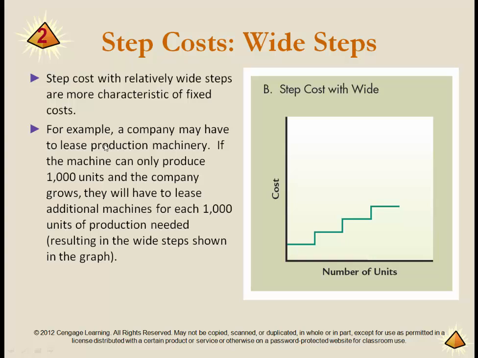Now, if you have wider steps, that might be where you're adding. Maybe you're an organization with only one 6-hour shift, and when you add a second shift, you add another supervisor. If you have a third shift, you add another supervisor, another 6-hour shift, and a fourth one, you add another 6-hour shift. So you're stepping up each time as the number of units produced goes along. So that's kind of another example.